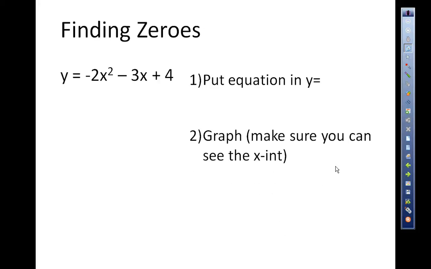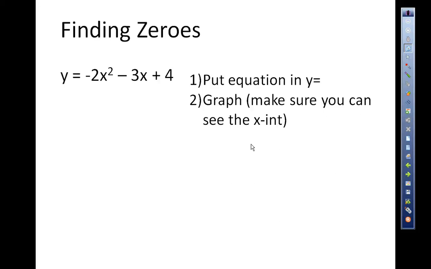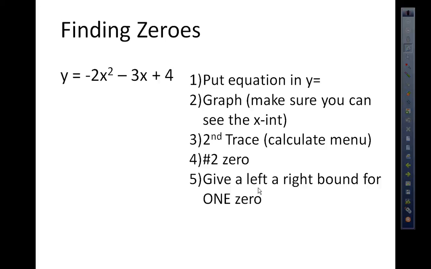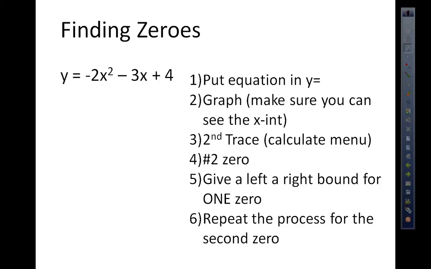So 1, put the equation in y equals. 2, you got to graph it, because we need to make sure we can actually see the x-intercepts. 3, we'll go to second trace, the calculate menu, and we're going to choose number 2, the 0. Now we have to give a left and a right bound for one of the zeros. Please remember, you can only do 1 zero at a time. And then we're going to repeat the process for the second 0. So those are our steps for using our calculator to find a 0.